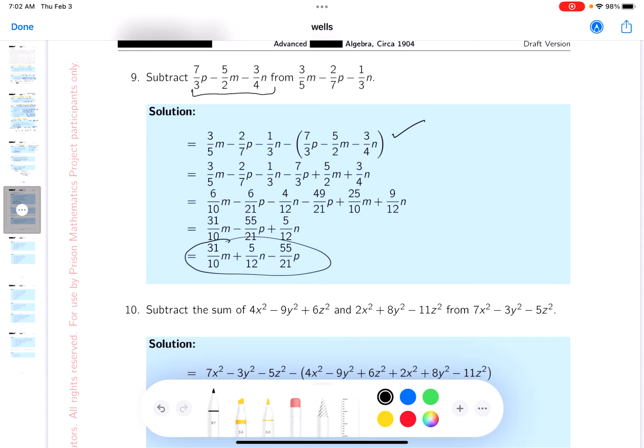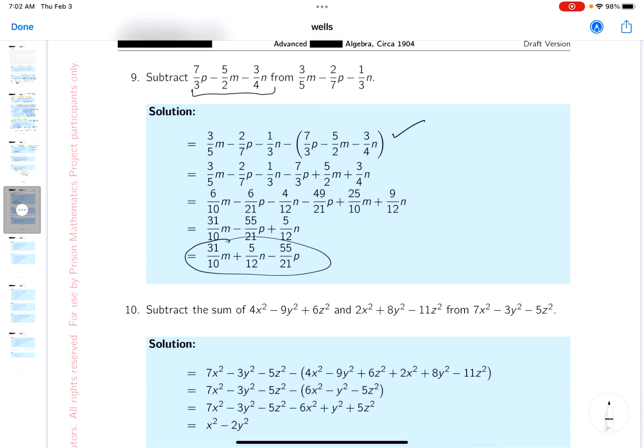To do the side work, I'm going to look at the variable terms, which are M, P, and N, and start doing the arithmetic. The first piece of arithmetic, I want to do the M's first. And what do you get? Just the coefficients on the M is 3/5. And then what do you have? I'm looking at this one, and then I'm subtracting this one, so that's really 5/2. Common denominator there would be what? 10. 6 plus 25, which is 31/10. So now I know there's 31/10 of an M.